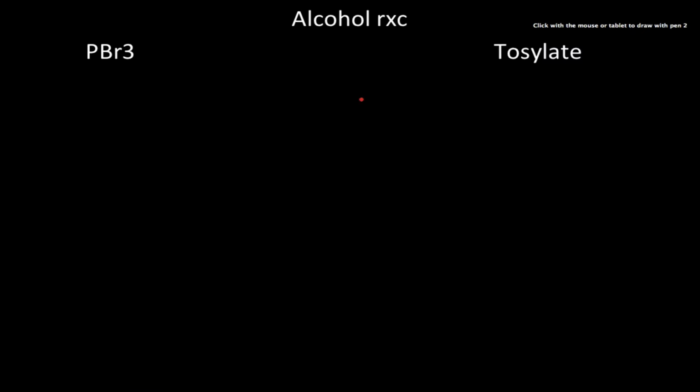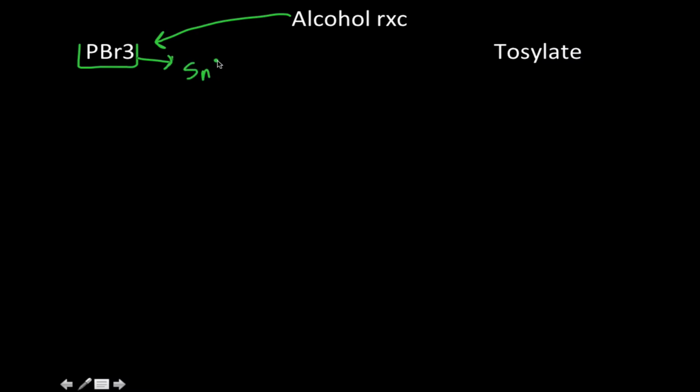Now we have PBr3 and the tosylate reactions to work with. And we'll talk about PBr3 really quickly. And again, this is an alcohol reaction, and this reaction exhibits an SN2 reaction mechanism. So go ahead and draw that in blue.